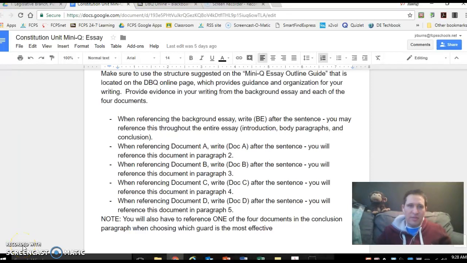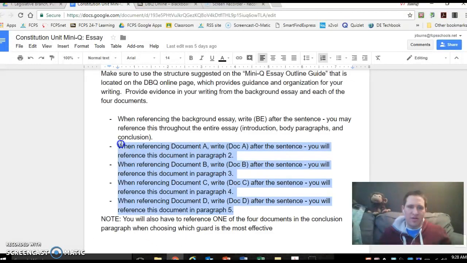Here we go. We're going to talk about the body paragraphs and what I'm looking for in your 4 body paragraphs, right? 4 buckets, 4 body paragraphs. This is going to end up being a 6-paragraph essay. So I'm back onto the DBQ essay page that was shared with you in Google Classroom. And we're talking about these 4 paragraphs right here.